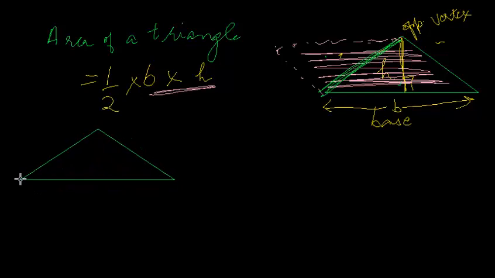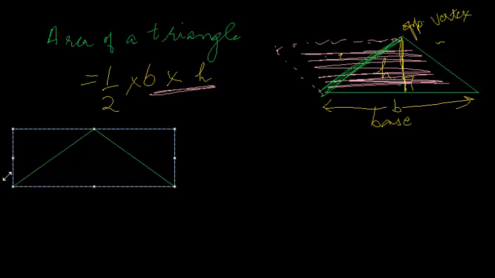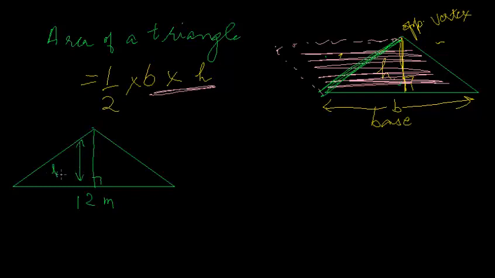So let's take an example in which we have to find the area of a triangle with base 12 meters. So let me just write this down here, 12 meters, and the height is equal to 6 meters. So again, it's a perpendicular distance from the opposite vertex, and it's 6 meters. The area is equal to a half times 12 meters times 6 meters.